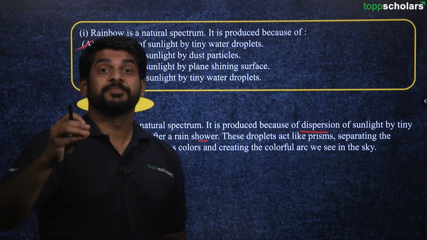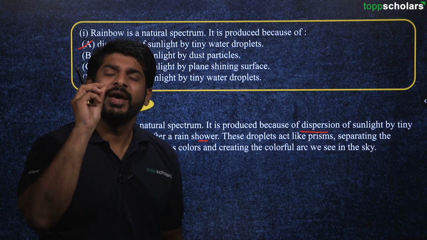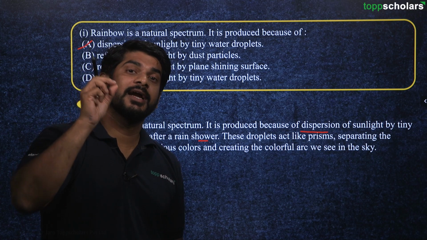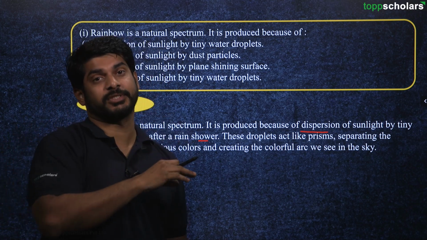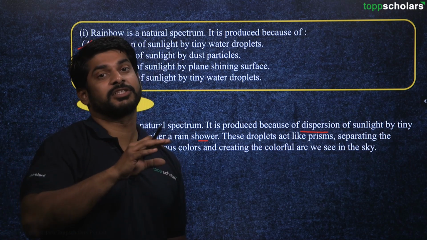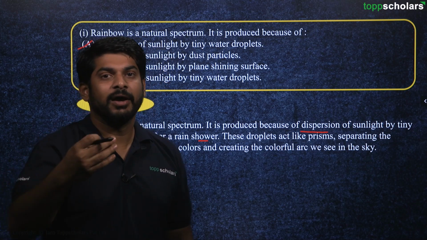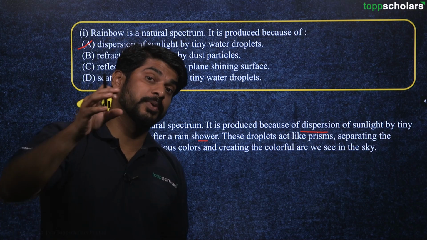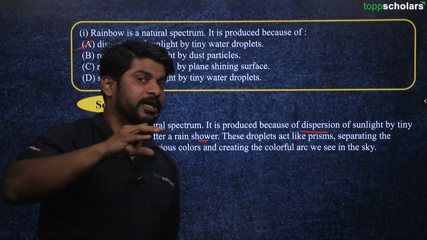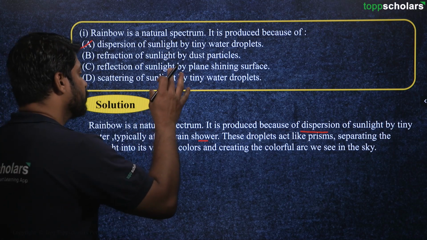Whenever the ray of light coming from the sun enters the very small water droplets, inside that water droplet it gets dispersed. That means it gets separated and spread into 7 colors. This is because all these 7 colors have different refractive indices with respect to the water, and therefore they travel in different directions, and that's why we see the 7 colors of the rainbow.